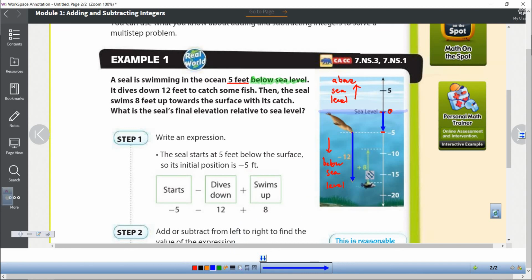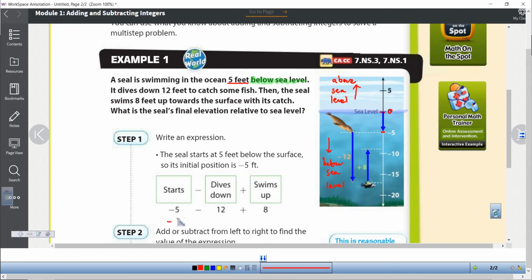And then, all right, then the seal swims 8 feet up. It catches some fish. Look at the size of the fish compared to the size of the seal. That is a really big fish or a really small seal. All right, then it goes up 8. And so when you're going up, that's a positive. So this is the problem. We get -5 minus 12 plus 8. So they're having us, when we go down, subtract a positive, and when we go up, add a positive.